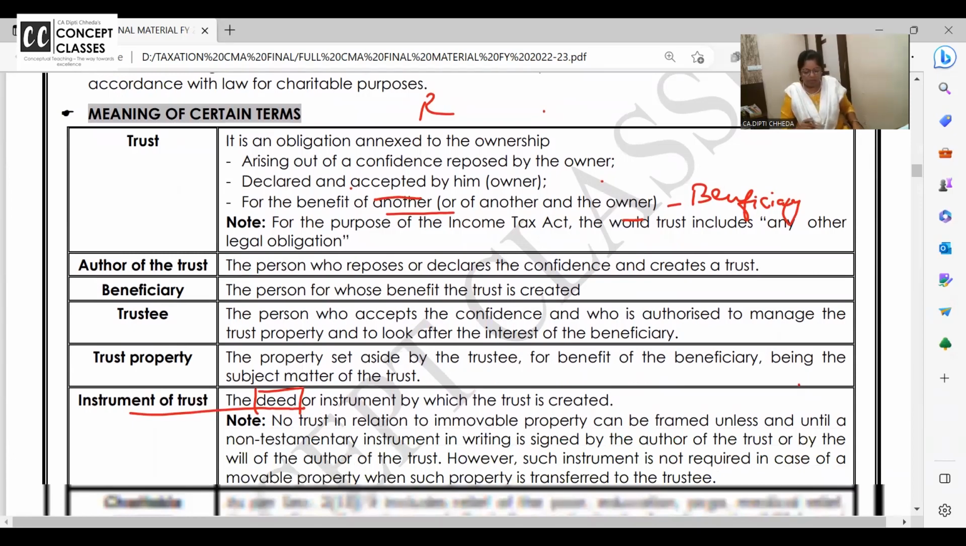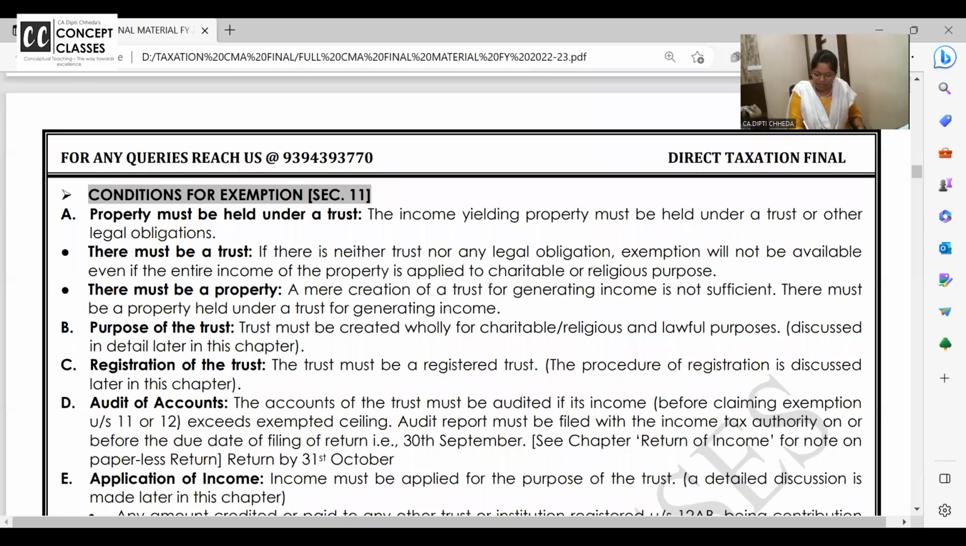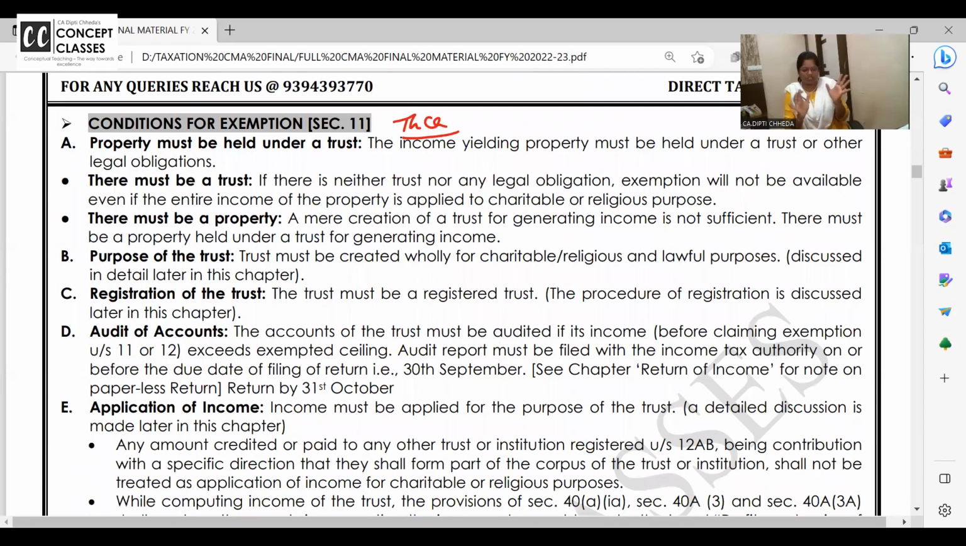Chalo. Conditions for exemption. Theory question: what all conditions should a trust satisfy so that they get exemption? The gist of the whole topic. There must be property held under a trust. There must be a trust. And the purpose of the trust should be clear: charitable, religious, lawful. Can we form a trust with an unlawful purpose and then say we have the whole document? But in the name of trust you are doing illegal activity. It is not allowed.